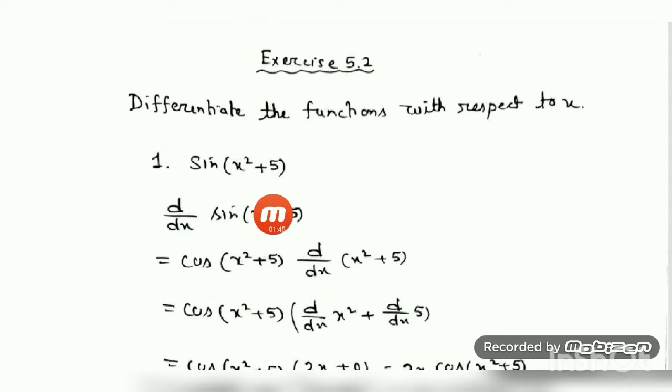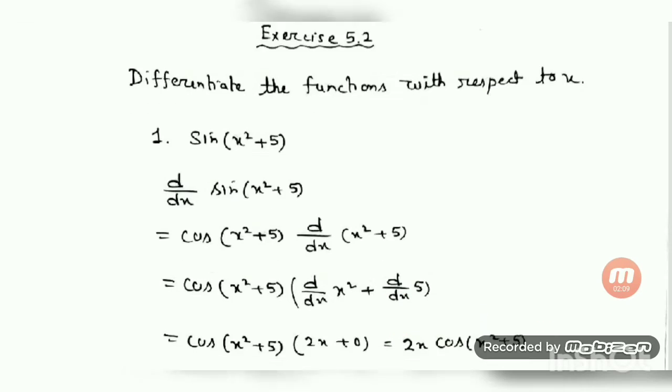So d/dx of sin x is what? Cos x. You write down cos of what? x square plus 5, whatever you think. Then take the derivative of that portion which you supposed as x, d/dx of x square plus 5. So cos of x square plus 5 is already done. Then d/dx I have to separate by using the u plus v rule, so d/dx of x square plus d/dx of 5.